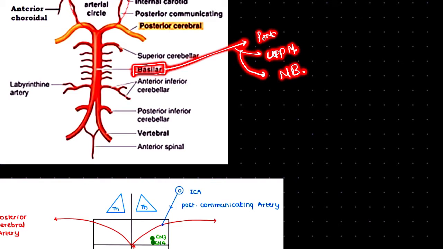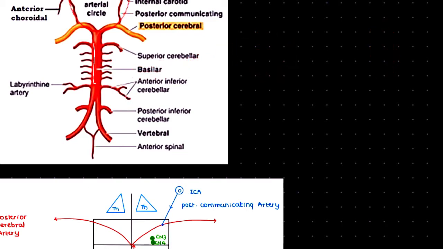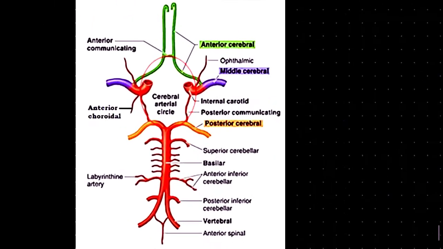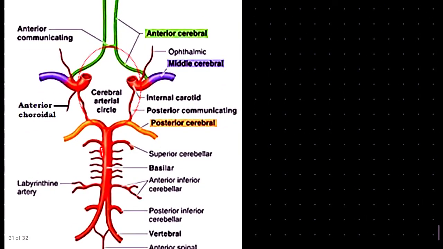So we know how the brain stem is arranged: midbrain, pons, and medulla oblongata. The basilar artery is present right here at the base of the pons. It is supplying the midbrain also. It is supplying the pons also. It is supplying the upper medulla oblongata also. So now let's talk about the branches of this basilar artery.